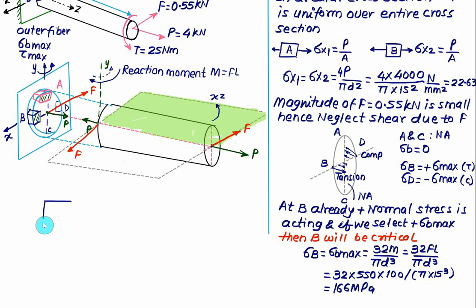So I will show here the bending stress plus the normal stress. So we have this value same as the bending stress. This value is equal to sigma x2. So total stress acting on face B will be equal to 166 plus sigma x2, which is 22.63, that equals 188.63 megapascal. And the same stress will act on the other side also.